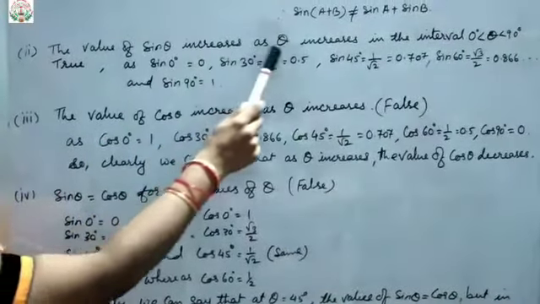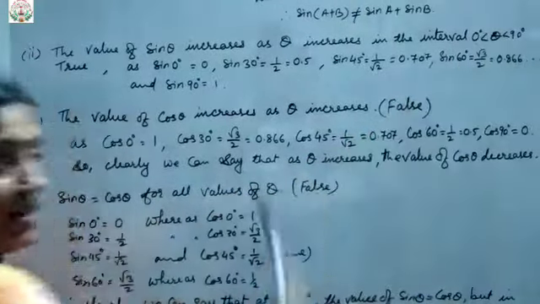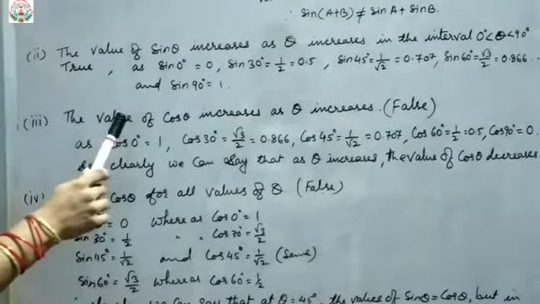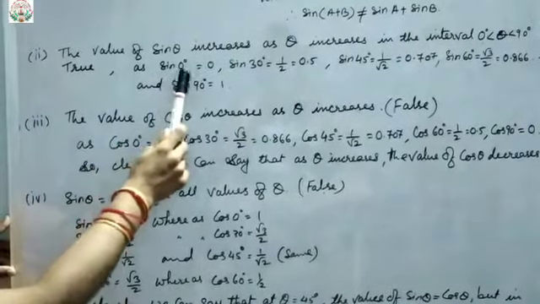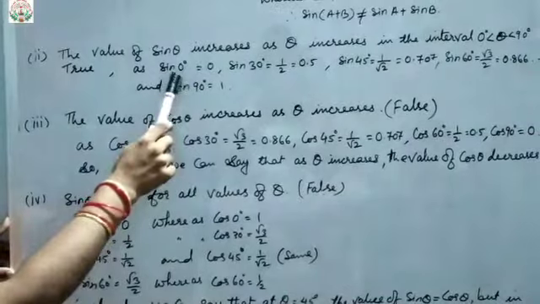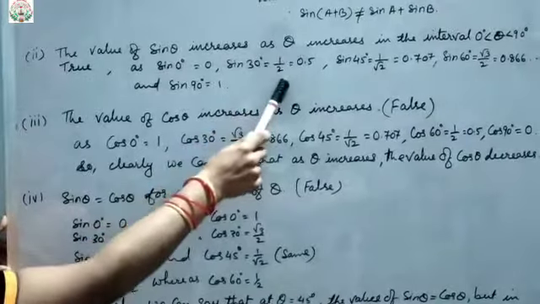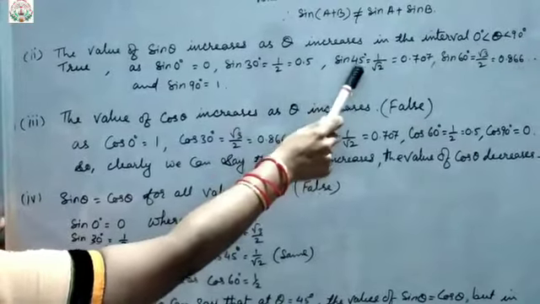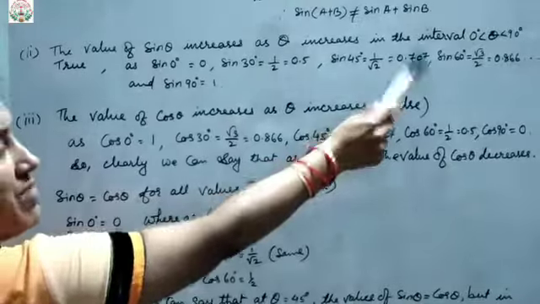Now second one, the value of sin theta increases as theta increases in the interval between 0 to 90. Okay, so now let us put value of each one in sin. So this statement is true. Why is it true? We will see. Now when we put theta as 0 degree, sin 0 degree, what is the value of it? That is 0. Sin 30, what is it? 1 upon 2, which gives 0.5. Then sin 45 means 1 upon root 2, so value of 1 upon root 2 is 0.707.